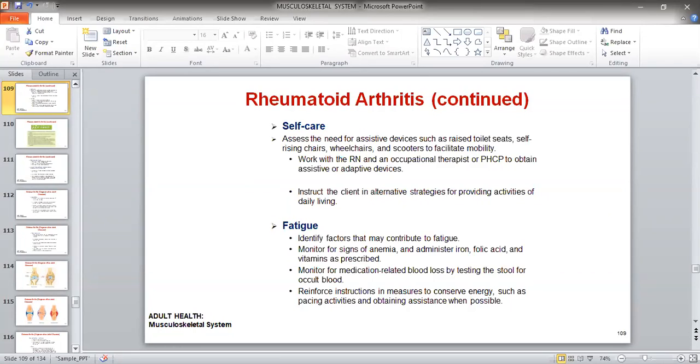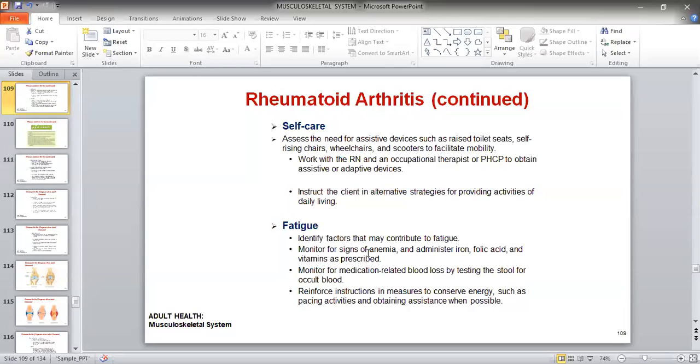Fatigue is a common complication of rheumatoid arthritis. So for fatigue, you have to do something to reduce it. So nursing intervention is important here, right? Nursing intervention means we have to tell the patient not to bend without a reason or not to do weight lifting, weight bearing. Identify the factors that may contribute to fatigue. Monitor for signs of anemia.